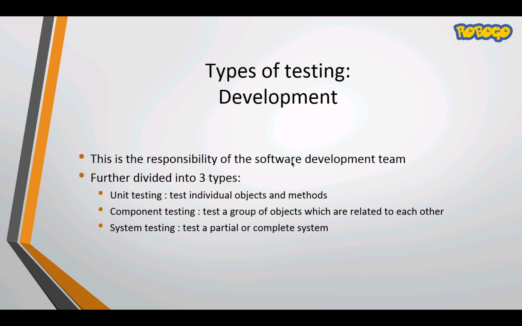Types of testing. There are three major types of testing: development, release, and user testing. Development testing is the responsibility of the software development team. It can be further divided into three types: unit testing, component testing, and system testing. Unit testing is to test individual objects and methods. Component testing is to test a group of objects which are related to each other. System testing is to test a partial or a complete system.